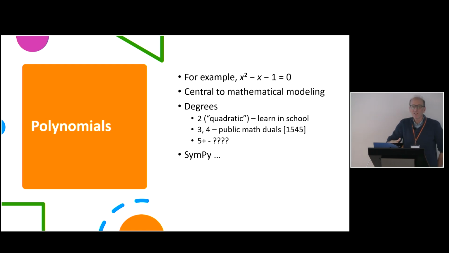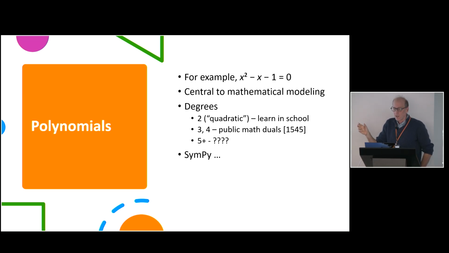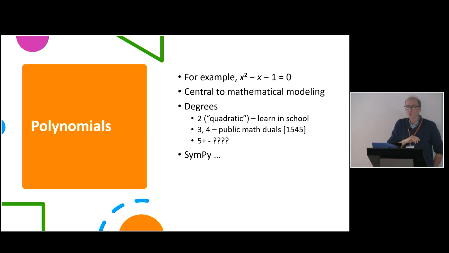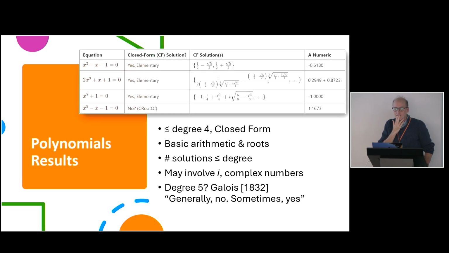In fact, in Renaissance Italy, mathematicians would challenge each other to find the solutions to 3rd and 4th degree polynomials. And they eventually worked out procedures so they could always find the closed form answer to 3rd and 4th degree polynomials. But they got stuck on 5th degree. Sometimes they could find a solution and sometimes they couldn't. So what does SymPy say when we put these in?